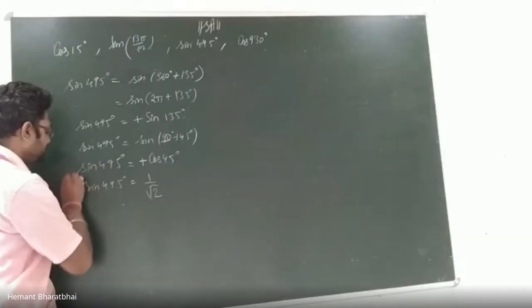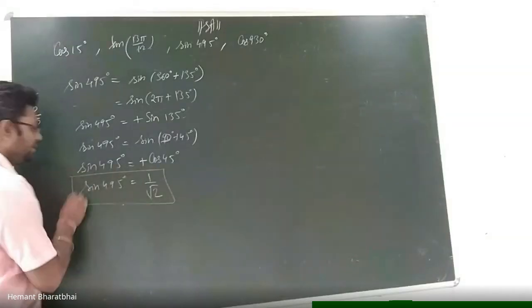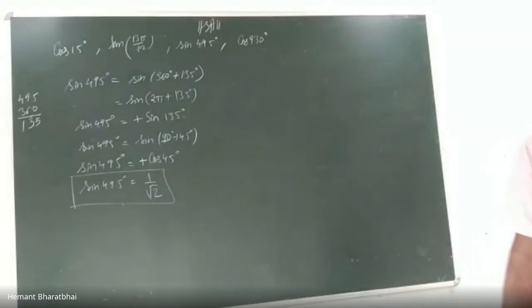1 by root 6. Therefore, sine of 495 degrees is nothing but equal to 1 by root 6.